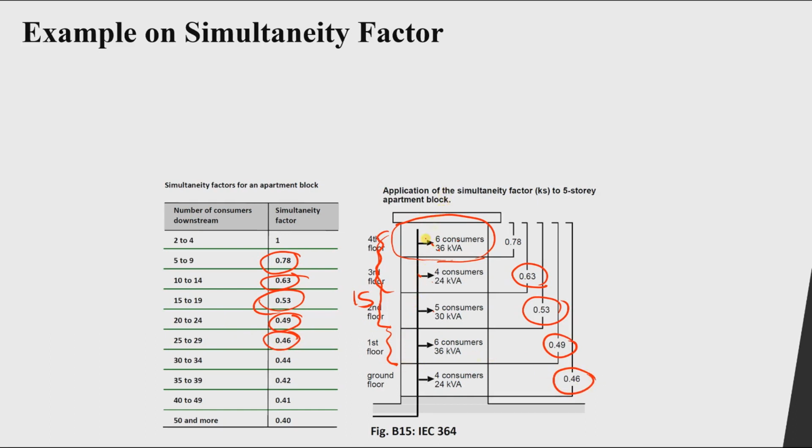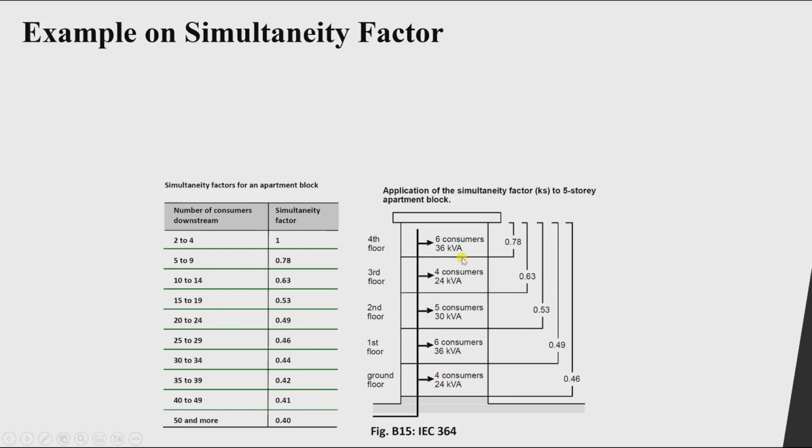According to how many consumers, each consumer can be an apartment. 1 apartment, 2 apartments, 3. So 6 consumers means 6 apartments. So depending on the number of apartments, we will select the suitable factor for the number of consumers downstream. So let's delete this. Let's say we have this building. What factor am I going to use? How many consumers do we have? 6, 4, 5, 6, and 4. How many consumers? 10, 15, 21, 25. So I am going to use 0.46.